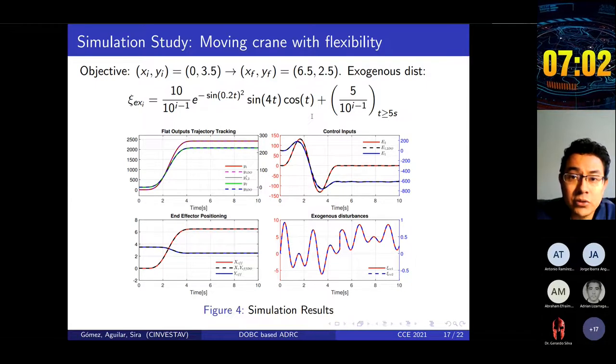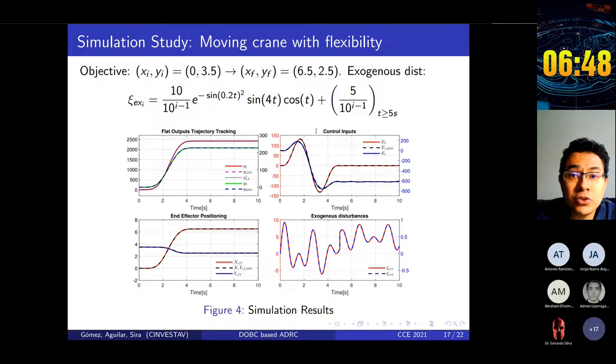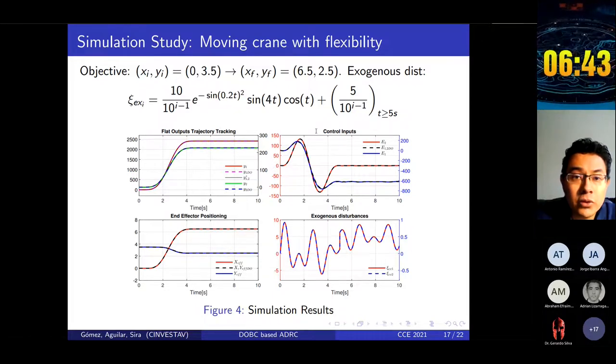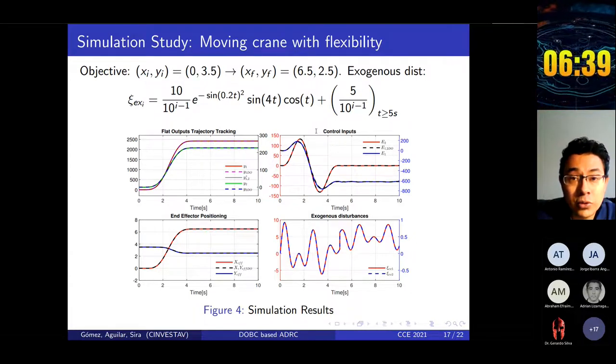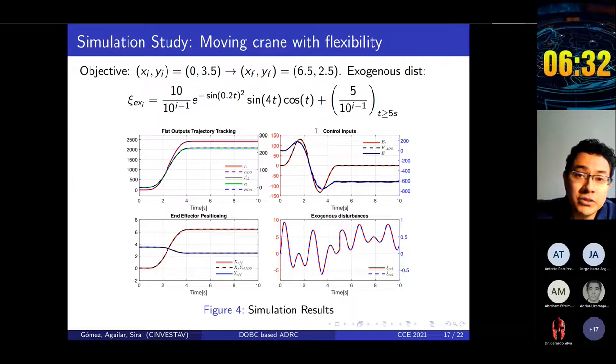Additionally, some exogenous disturbances shown in these graphs were included to disturb the system, as shown in this equation. The simulation shows the results for a classical reduced order ADR controller and a mixed ADR plus DO controller implemented on the nonlinear system. Apparently, there's no difference and both schemes accomplish the task proposed.